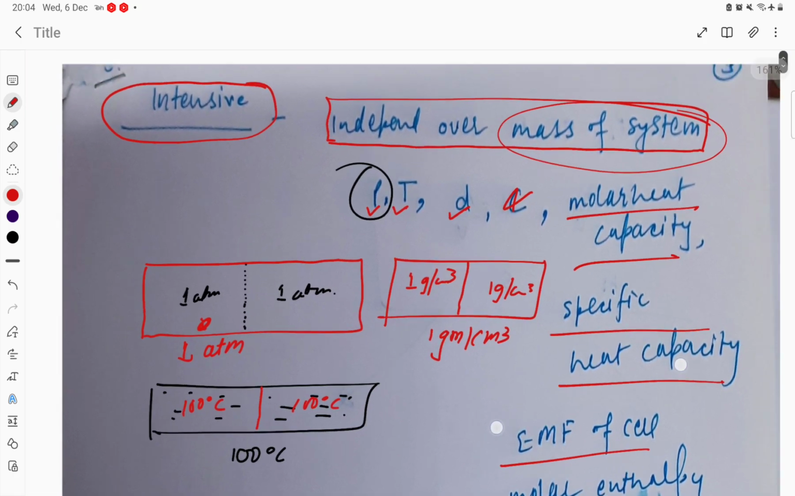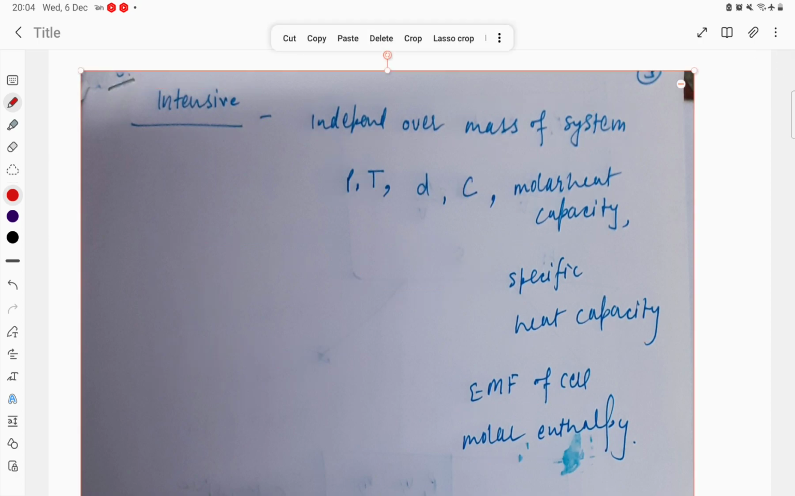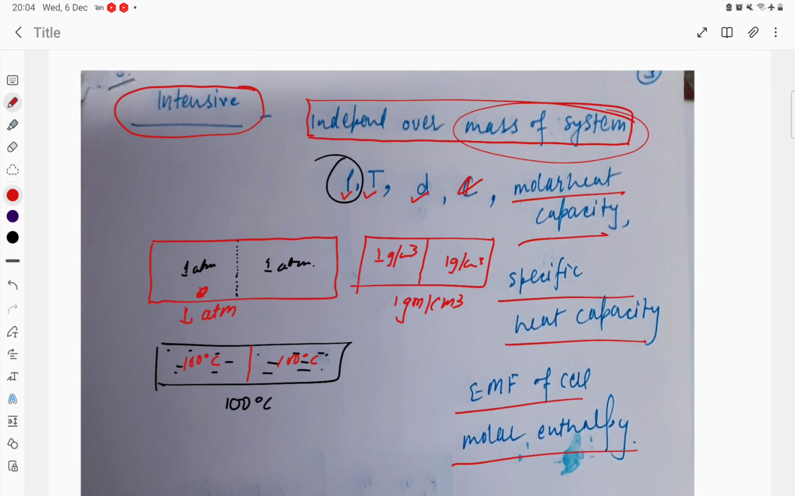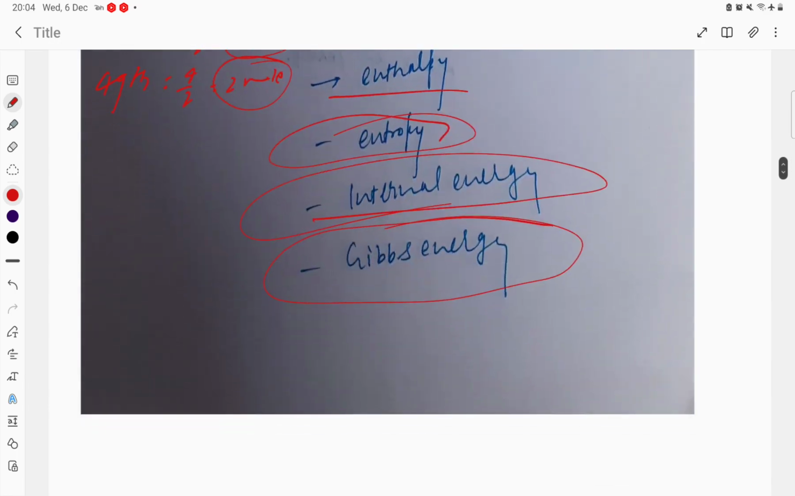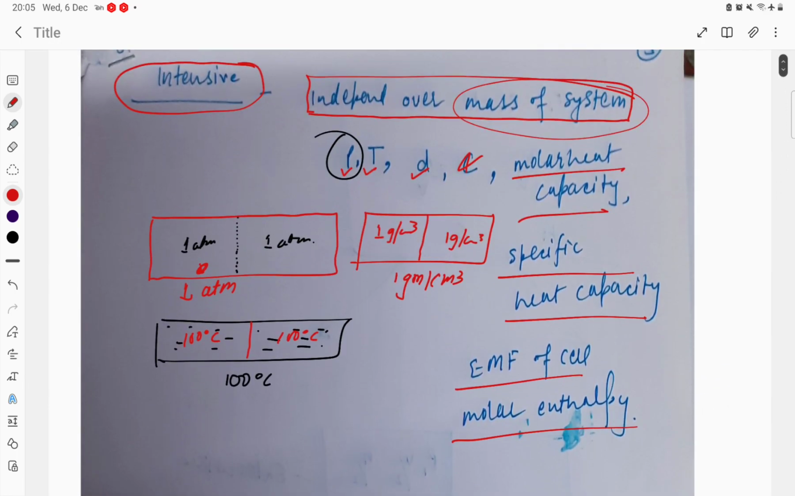So student, if you talk about intensive and extensive properties, intensive properties are mass independent, and extensive properties are mass dependent. Okay student, so this is the answer.